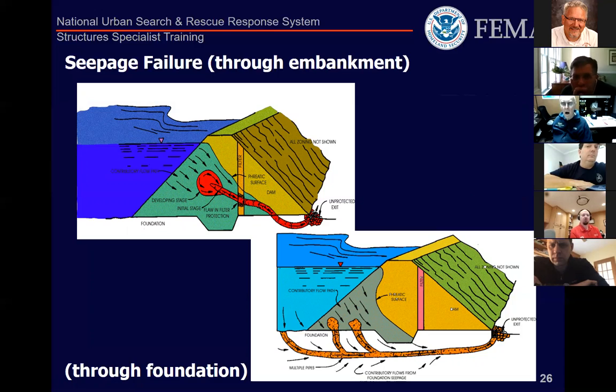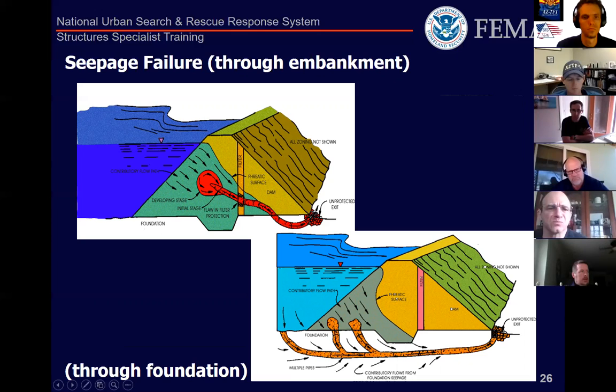You can go out and walk a dam and inspect it for maintenance, and see if there's trees and shrubbery and if there's animals burrowing in it. You can see those things if it's just not been well maintained. This next one, seepage failure through an embankment, is a little more difficult.